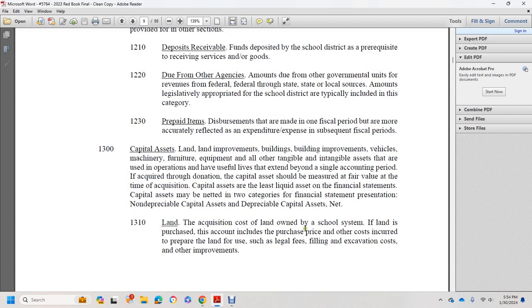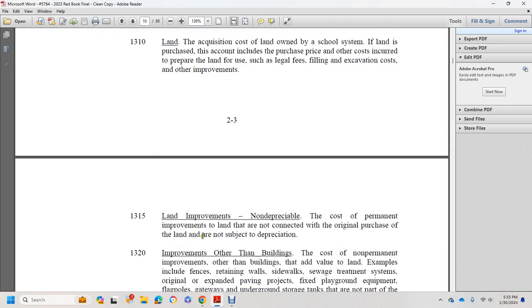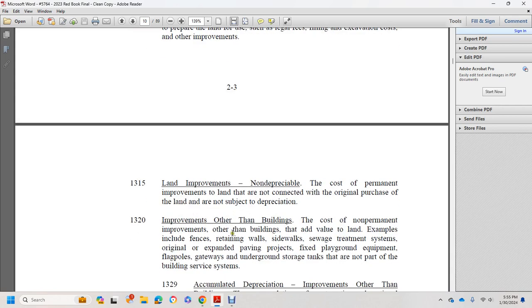1310. Land: the acquisition cost for the land owned by a school system. Land is purchased with the account including the purchase price and other costs incurred to prepare the land for use, such as legal fees, filing fees, excavation costs, or other improvements. 1315. Land improvements, not depreciable: the cost of permanent improvements of the land that are not connected with the original purchase of the land and that are not subject to depreciation.